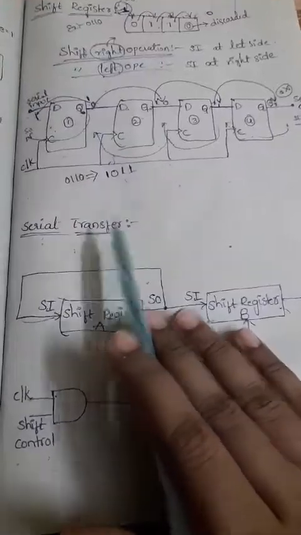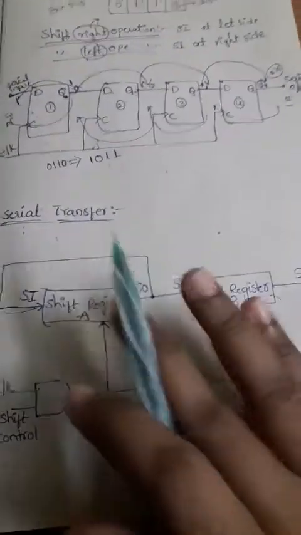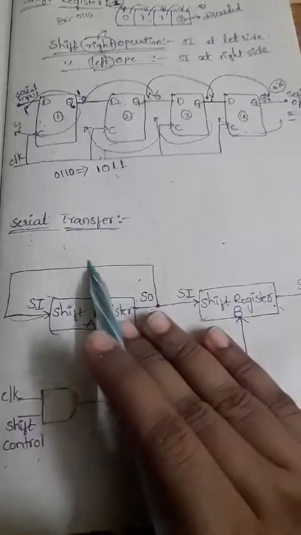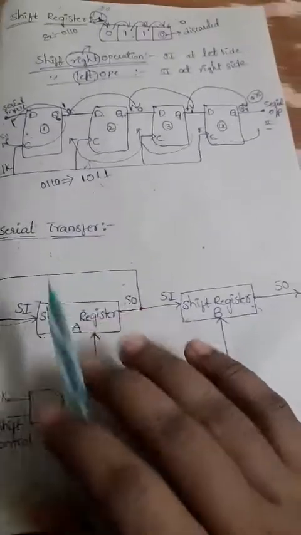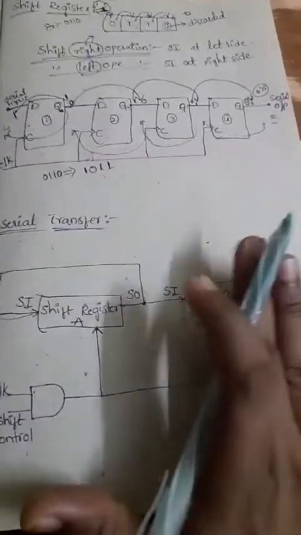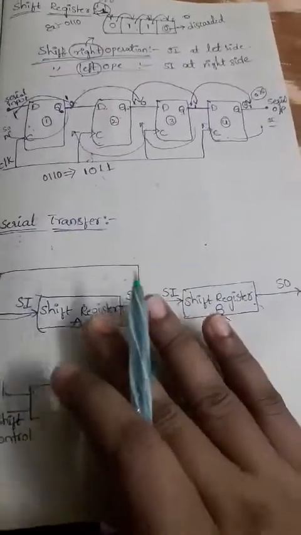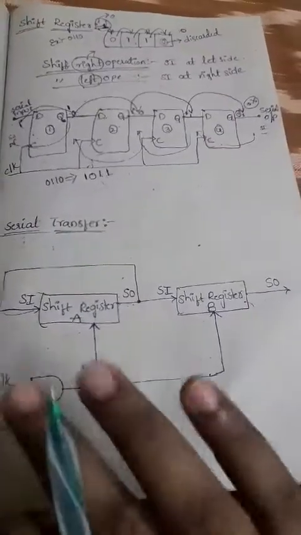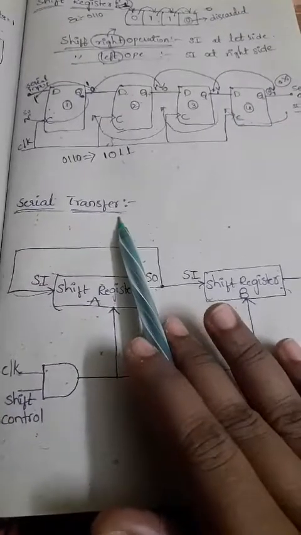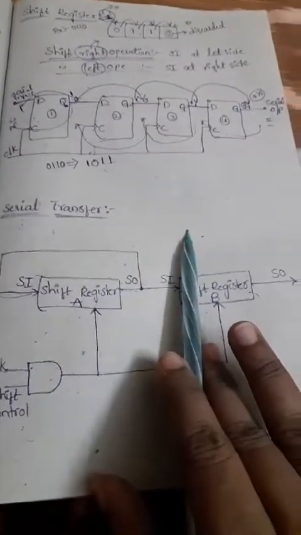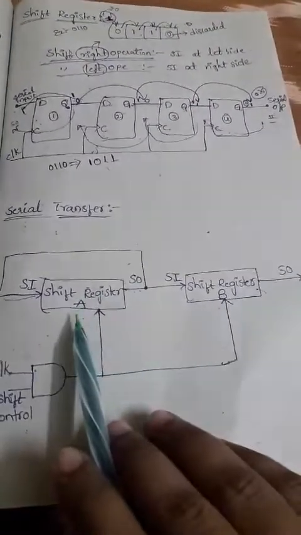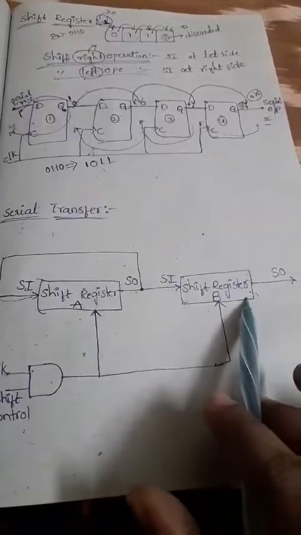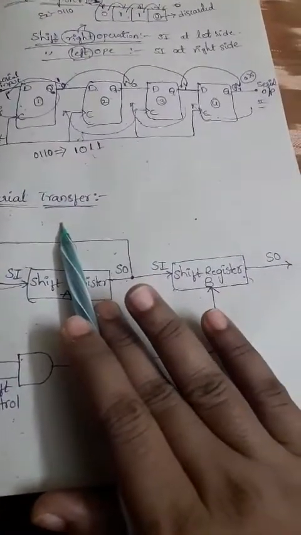So now we'll see what is meant by serial transfer. Serial transfer means whenever the information is transferred and manipulated one bit at a time. If you are shifting from one register to another register bit by bit, then we can call it serial transfer. So what is meant by serial transfer? We can transmit the information bit by bit from one register to another register, and that is called serial transfer.